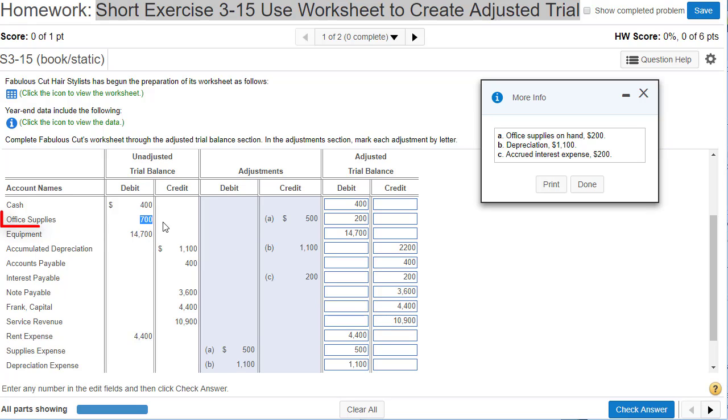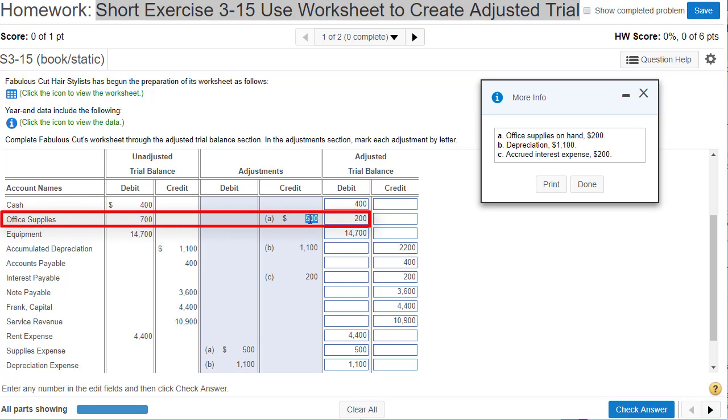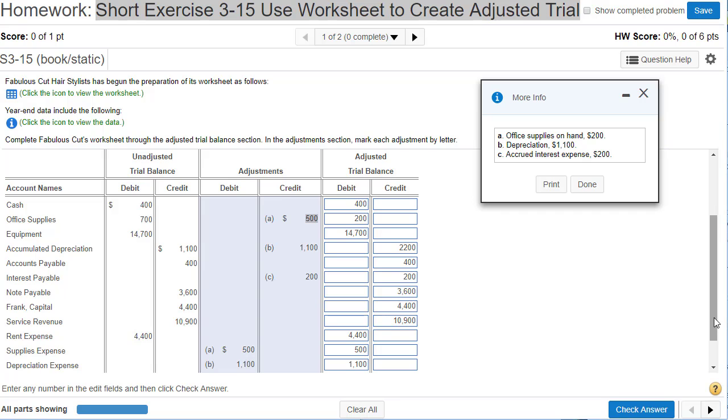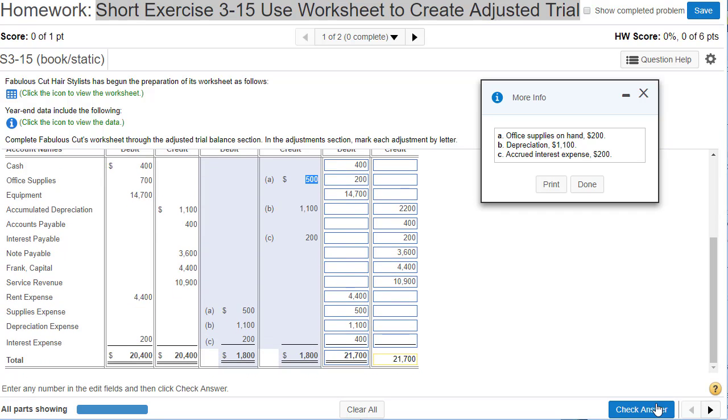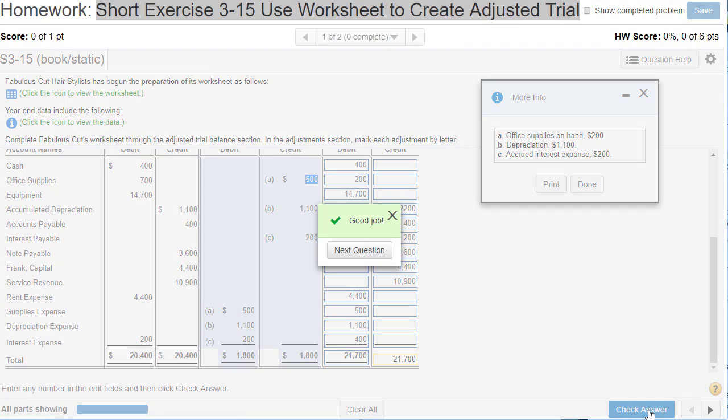For example, this 700 and the 500, remember the 500 is on the minus side, so we should subtract, but what some students accidentally do is they take the 700 and add the 500. And then we check our answer. Awesome.